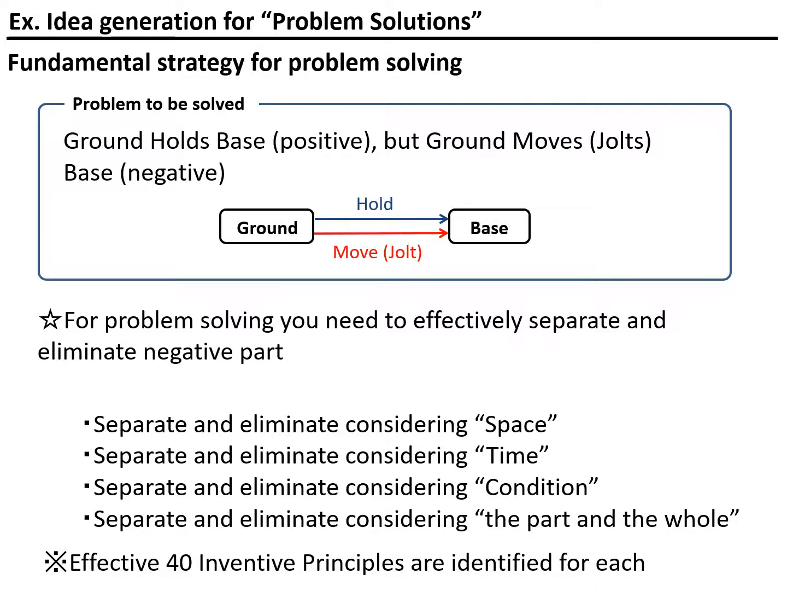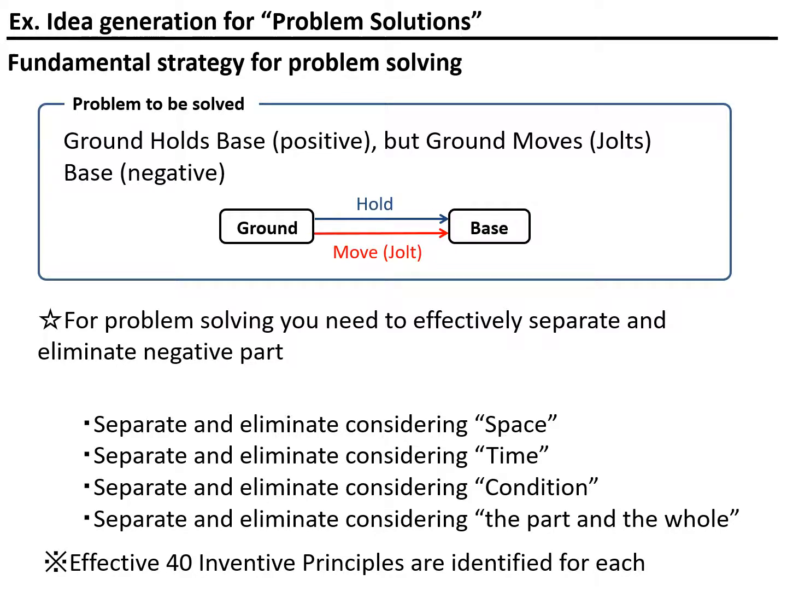Then let me use this illustration to clarify what's going on in the conflict. Ground holds base. This is a positive thing. Ground positively holds base, but ground negatively, actually, jolts base in case of earthquake. To solve this problem, you need to effectively separate and eliminate the negative parts. When you are doing this, you think from these viewpoints: separate and eliminate considering space or time, and condition, and the part and the whole.